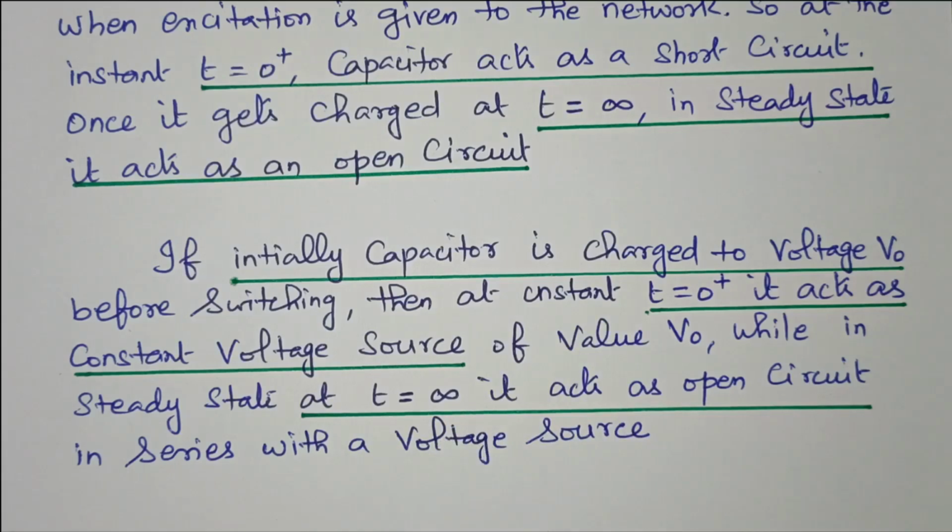So in this video we discussed what the initial condition of a capacitor is. When it is connected across the DC source, it acts as an open circuit because dVc by dt is 0, so the current flowing is totally 0. For other cases, when it is uncharged, it acts as a short circuit initially, and after fully charged it acts as an open circuit. If charge is already available initially, it acts as a constant voltage source, thereafter it acts as an open circuit in series with the voltage source.